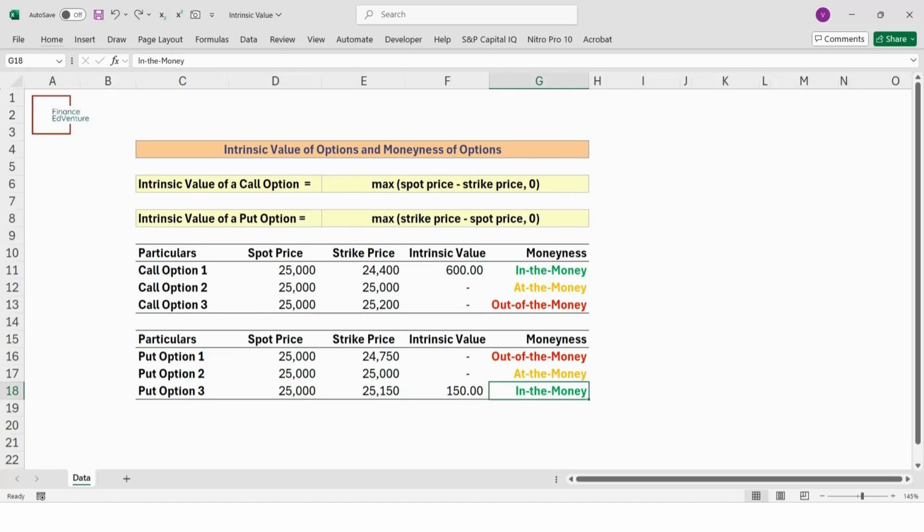So, in a nutshell, when we say intrinsic value of options and moneyness of options, intrinsic value of options explains you how much is the profit related to an option, and moneyness is the label associated with that option. Is the option an in the money option, at the money option, or out of the money option?